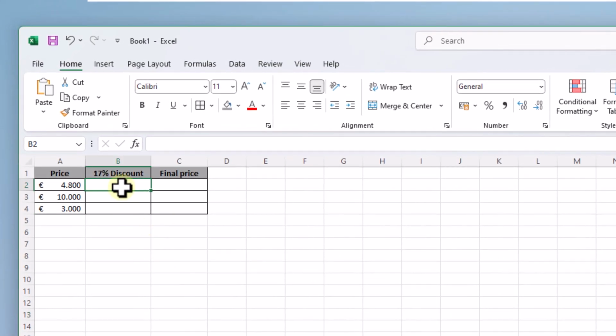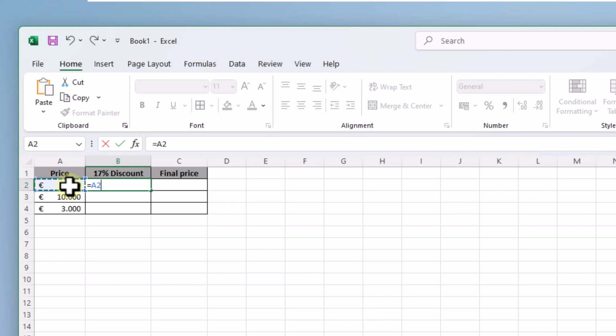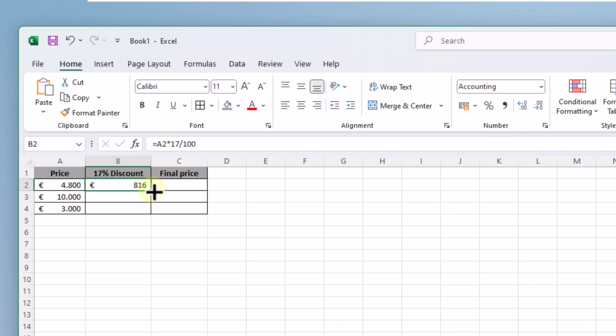Now in the discount cell, enter the equal sign, the original value, the multiplication sign, enter the discount and divide it by 100. Press enter to see the discount value. You can drag this formula to the other cells.